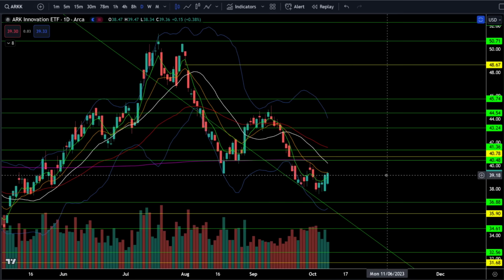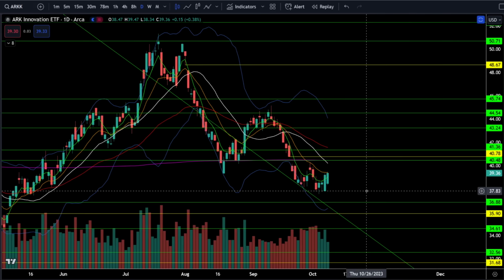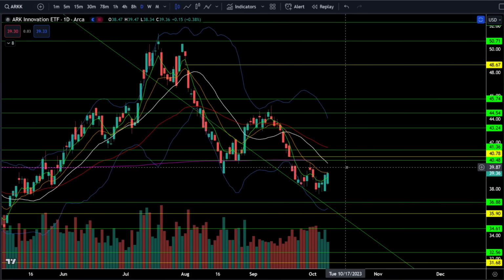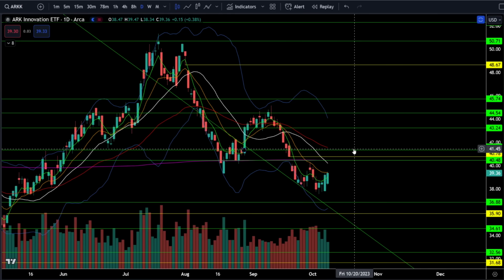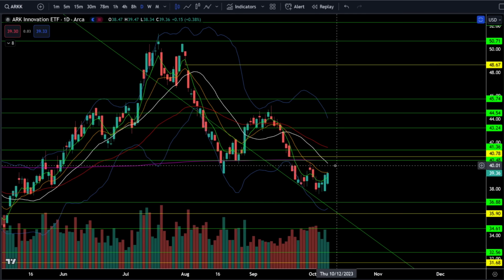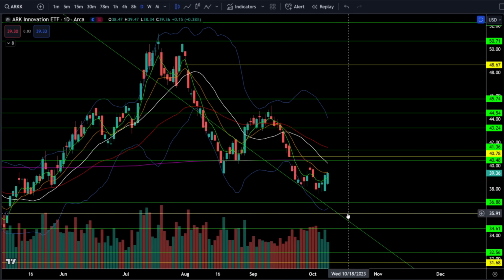164. On the ARKK ETF, we're up 0.38% today, and ARKK is not looking very impressive, but if it does break this high at 40, we should fill the gap below 41 and test that resistance right around 41.3. Any rejection from these negatively sloping moving averages could easily send us down to fill the gap at 36.